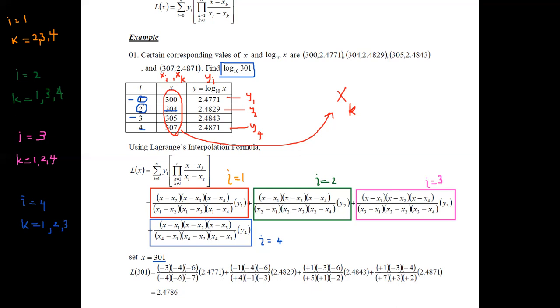Likewise, the substitution gives you the set of values, and here you are using the y1 value. The y1 value is obtained as 2.4771. Likewise, you can repeat the same thing for the other three terms also. Therefore, you get the value for log 301 to base 10 as 2.4786. This is how you are evaluating, or interpolating, the values using the Lagrange's interpolation formula.